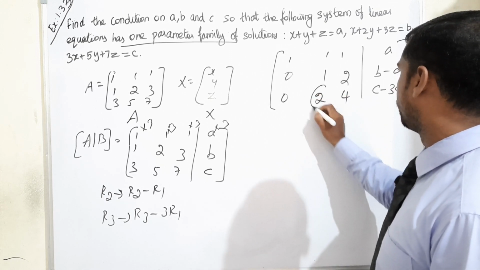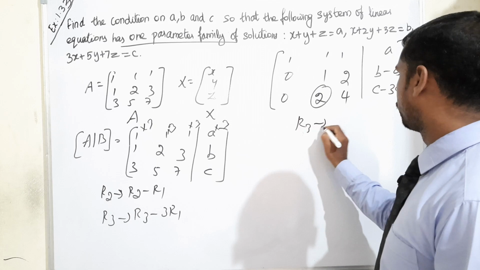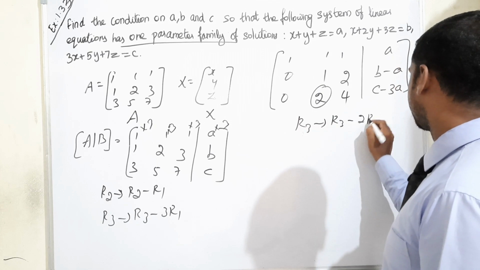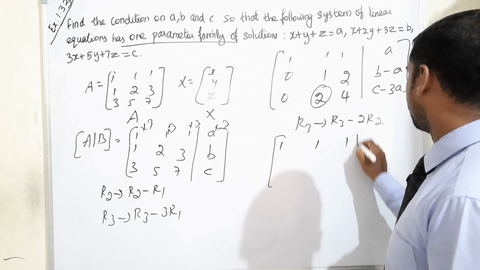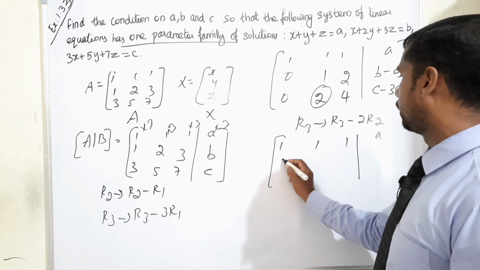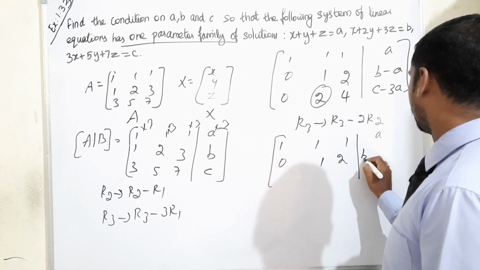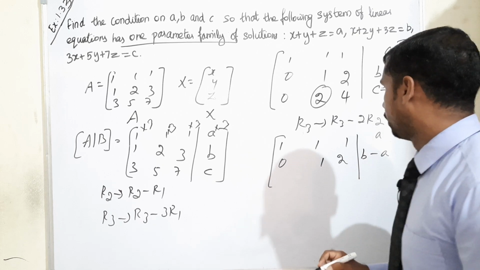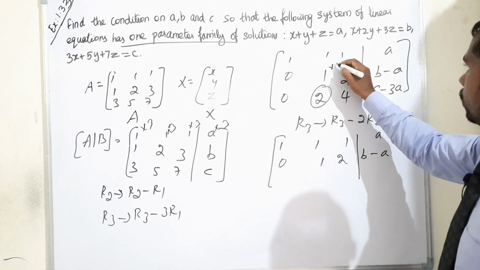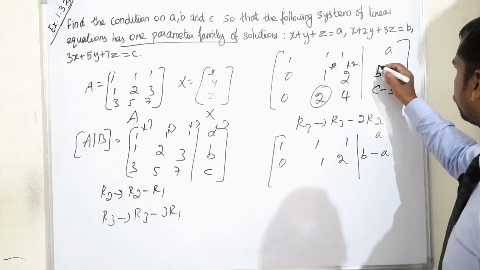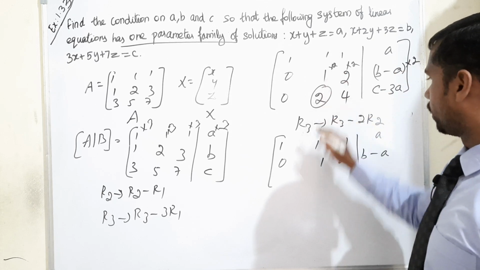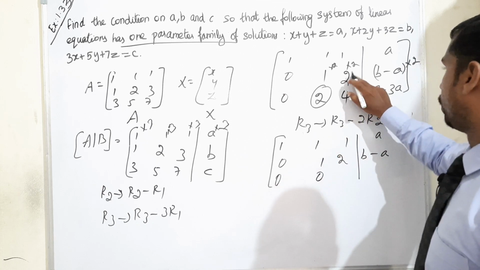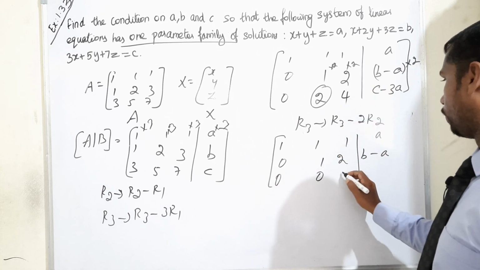Second one means under the term 2 there is still a non-zero entry. So R3 gives R3 minus 2 into R2. So R1, R2 as it is: 1, 1, 1, a, and 0, 1, 2, b minus a. Next, look there. Here also into 2, into 2. Both conditions into 2. 1 into 2, 2 minus 2, 0. 2 into 2, 4. 4 minus 4, 0, isn't it?